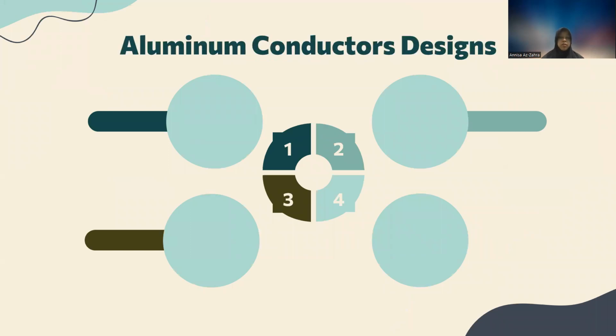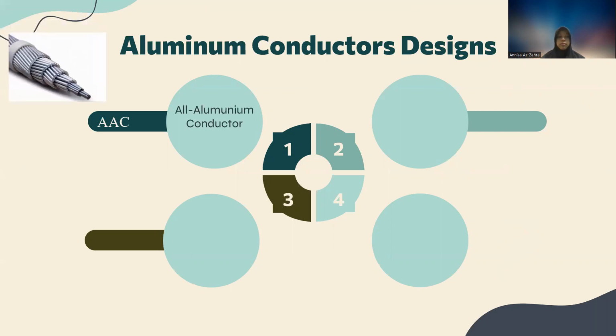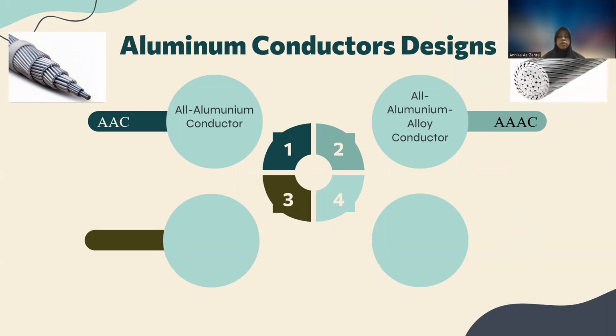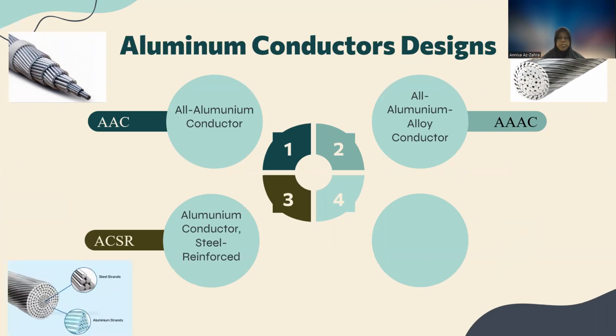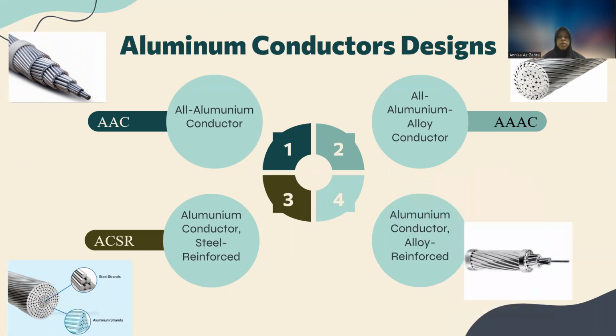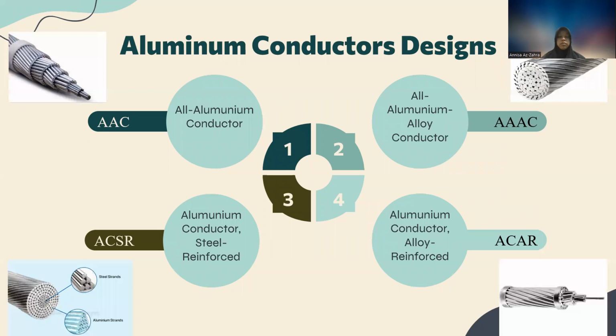Next, aluminum conductor designs consist of 4. First, AAC, all aluminum conductor. The second is AAAC, all aluminum alloy conductor. The third is ACSR, aluminum conductor steel reinforced. And fourth, ACAR, aluminum conductor alloy reinforced.